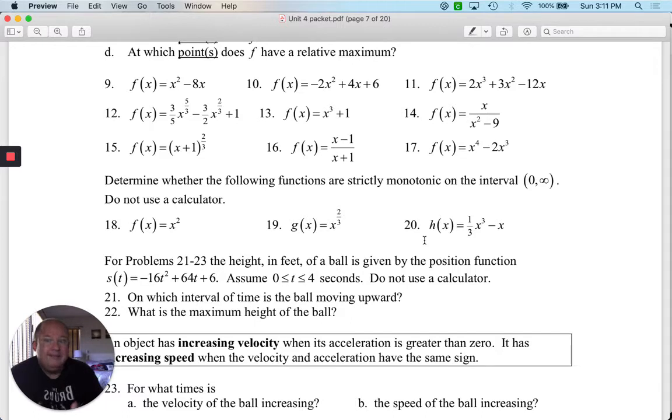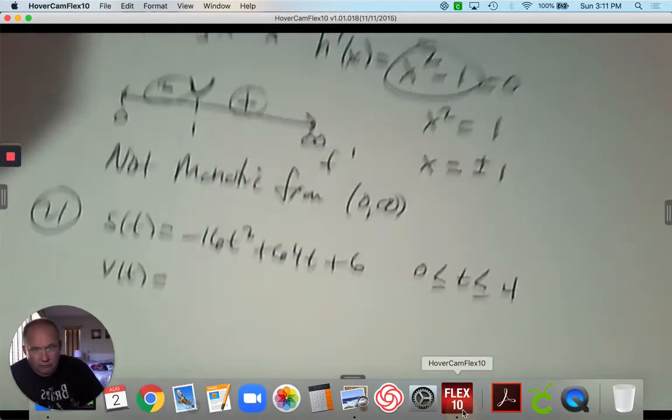So that would mean to take the derivative, make it equal to 0, and see where the derivative is positive. That's what we're looking for. So the derivative of this is going to be the velocity. So let's do that. I'll show my work here.